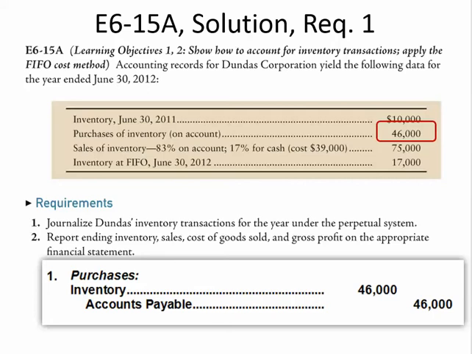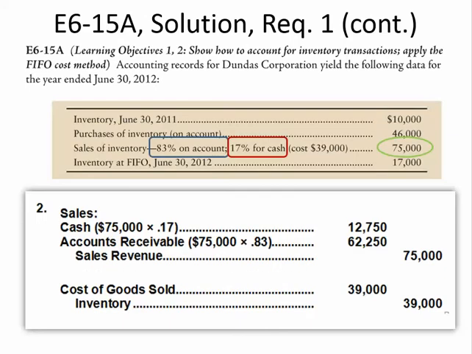We're not done yet. We also need to record the sales of inventory. Now this is a two-part journal entry. The first are two separate journal entries. So we're still on requirement 1, but we're doing the second set of journal entries, and this is for the sales. So the first thing we're going to do is record that sale. Now, it tells us in the box that we sold inventory. 17% of our sales were cash. So I've circled the total sales, 75,000 in green, and it says 17% are for cash.